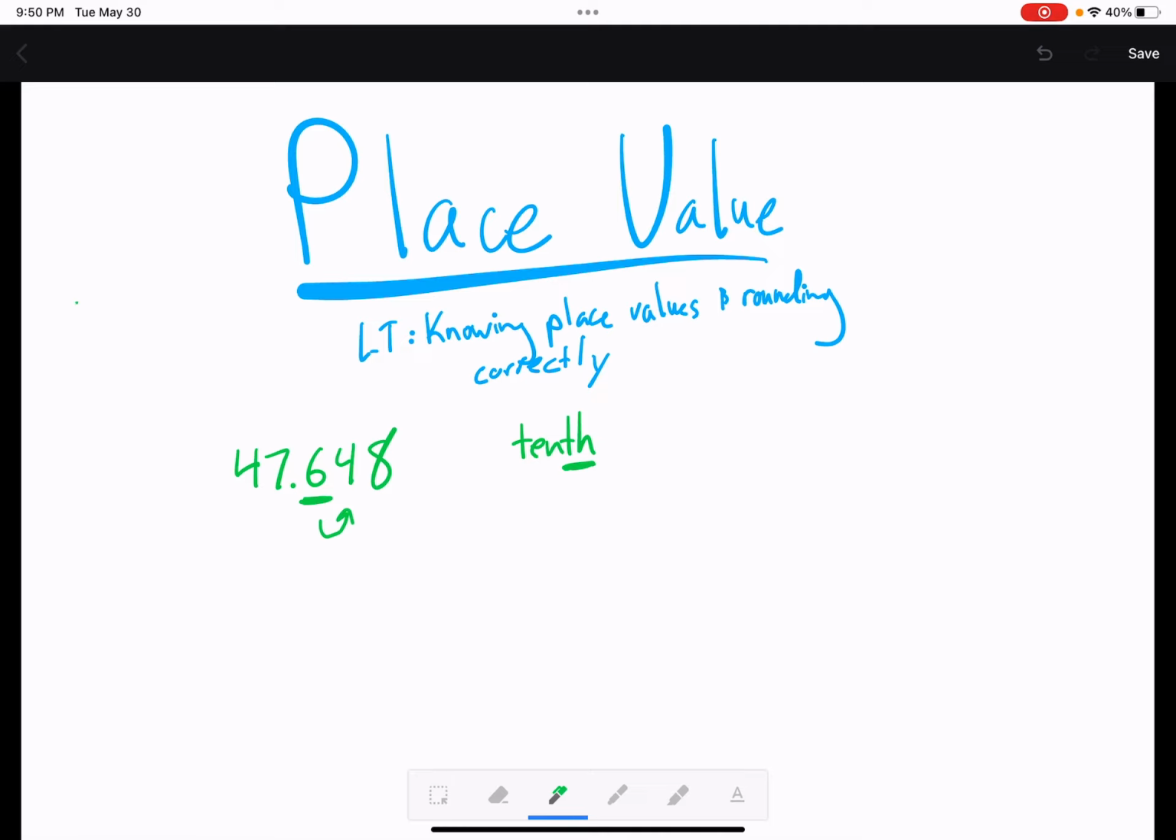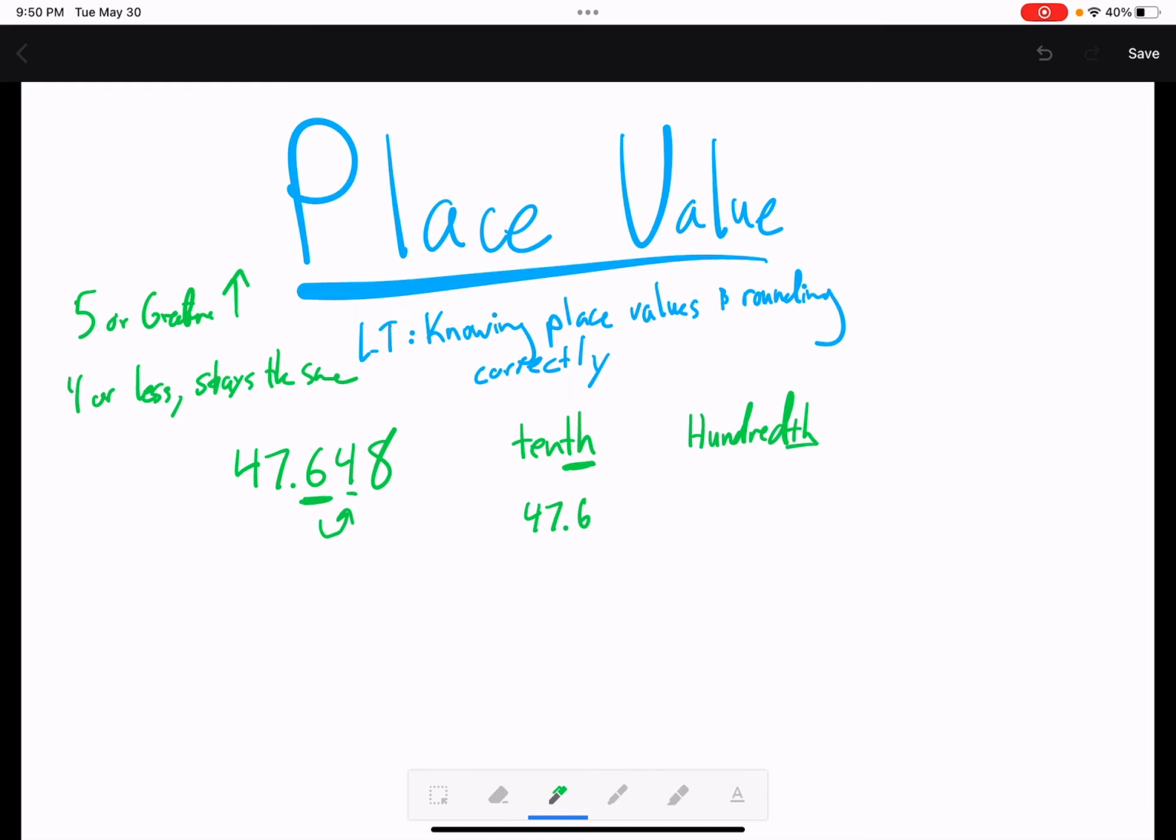And so the rule is: 5 or greater, we're going to bump it up. If it's 4 or less, it stays the same. And since this number right here is 4, it's going to stay the same. And my answer is just going to be 47.6.